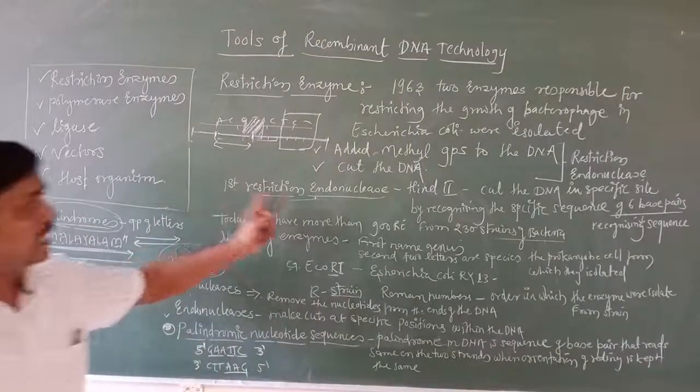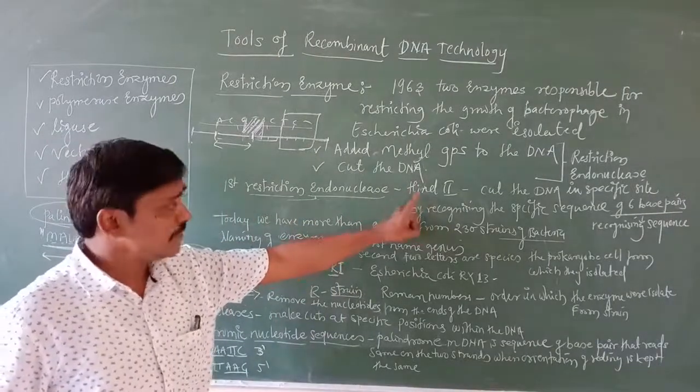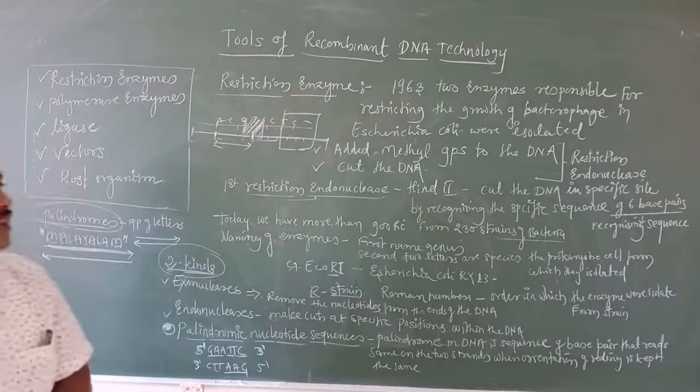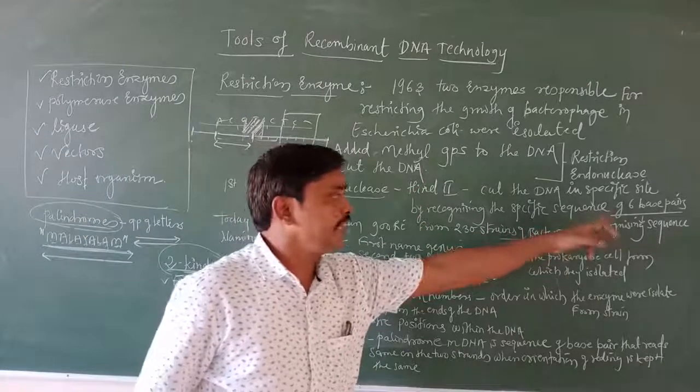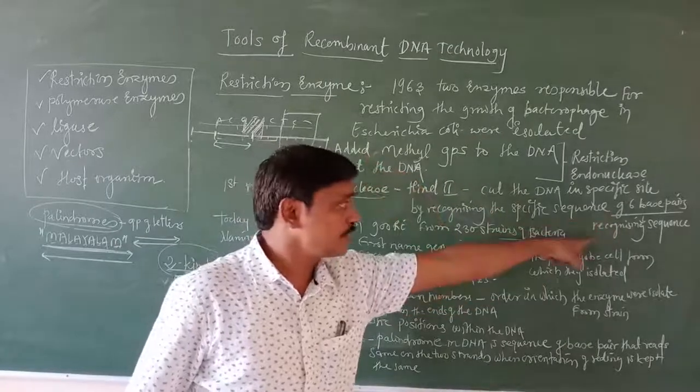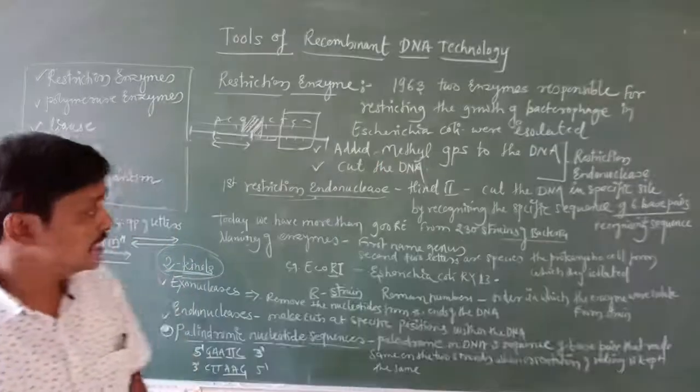The first restriction endonuclease is in the 2. The first restriction endonuclease cuts the DNA at a specific site by recognizing a specific sequence of 6 base pairs, and that is what we are going to call the recognition site.